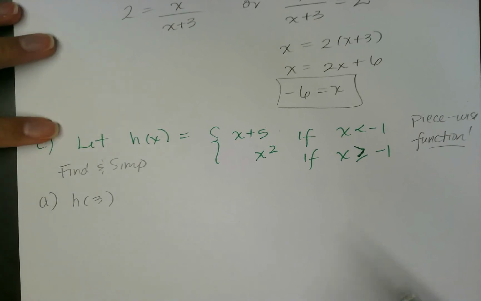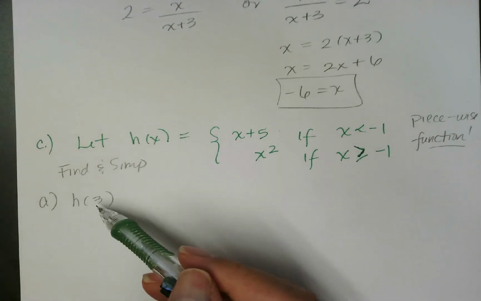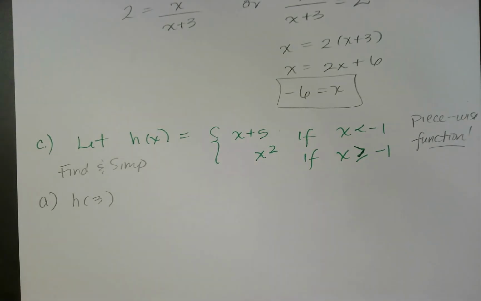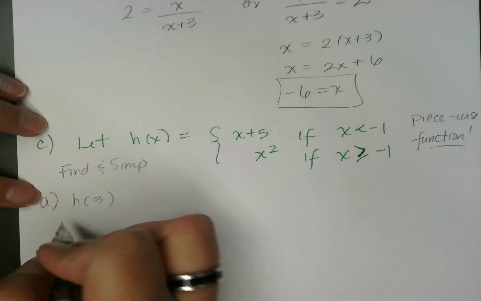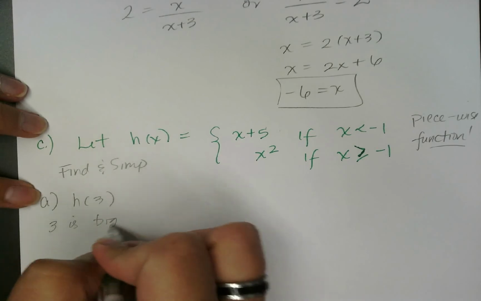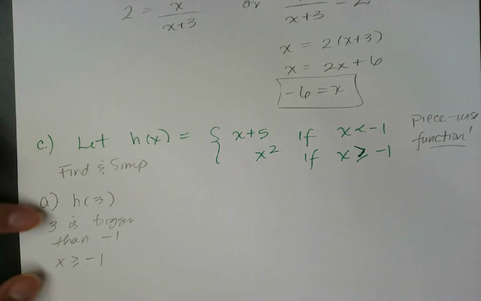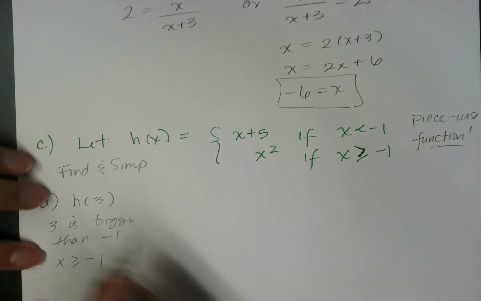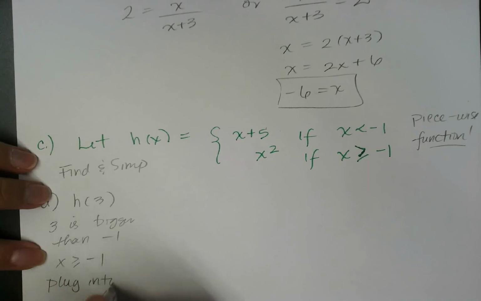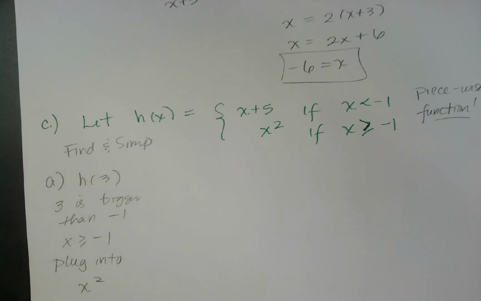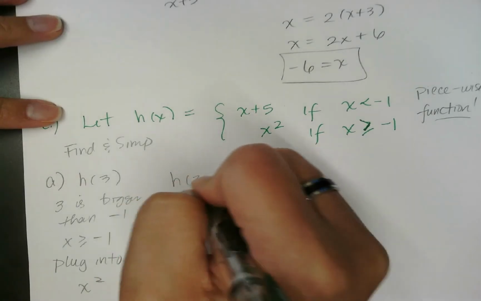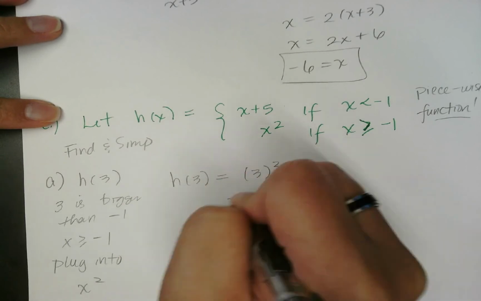h of 3. That means plug 3 into the h function. But which piece are we plugging it into? The top or the bottom? The bottom. Okay, so 3 is bigger than negative 1, so that's x greater than or equal to negative 1. Our x is 3, so it's going to go into x squared. That's how you figure it out. Is that cool? So h of 3 equals 3 squared, which equals 9.